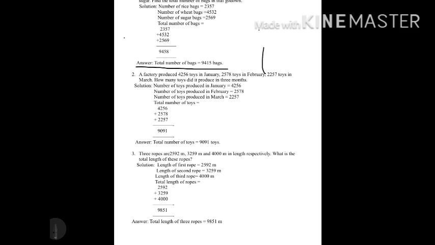So here you have to first put up the information given to you, and then you have to perform addition on these numbers like this, as I have done here. Alright students, and then you have to give the concluding answer.